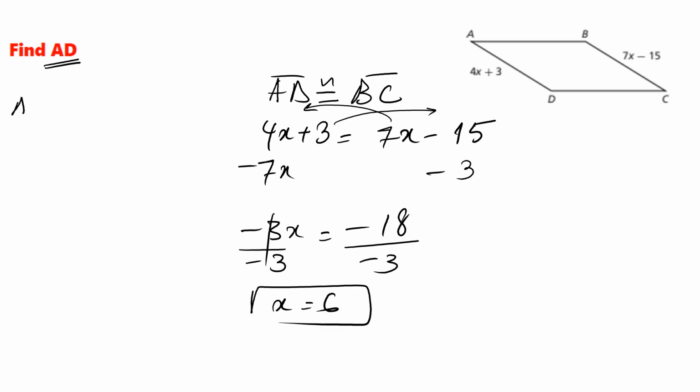Now since you have to find out AD, which is 4x plus 3, substitute the value of x in this equation. So you will get 24. 24 plus 3 gives you 27.